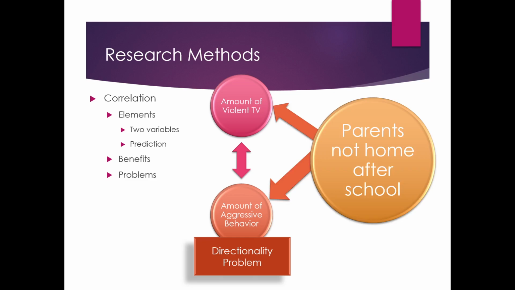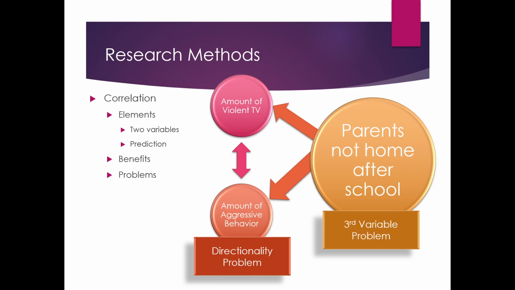Let's talk about a third variable problem, where maybe the amount of violent TV that the person engages in and the amount of aggressive behavior don't cause each other at all, but instead they're both being caused by the fact that the parents aren't home after school. That gives the kids freedom to watch whatever they want on TV, run the streets and get in trouble.